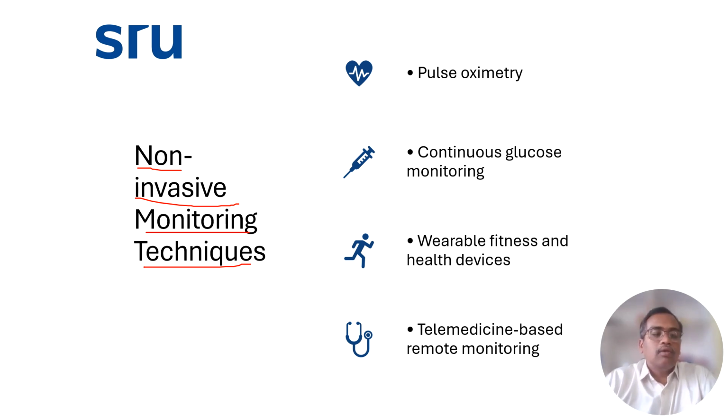In that, one is pulse oximetry. Pulse oximetry is used to measure oxygen saturation as well as pulse rate. These devices became extremely important during the COVID-19 pandemic.